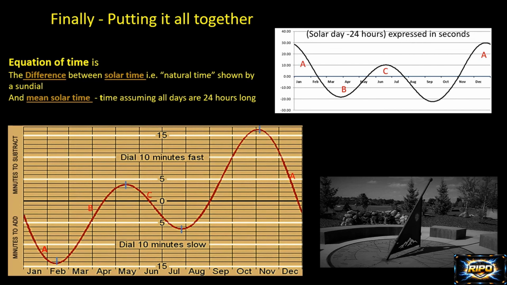And finally, in region D, a solar day is once again shorter than 24 hours. So the middle of the day shifts earlier, and this continues until November the 3rd, when a sundial will be 16.5 minutes fast.